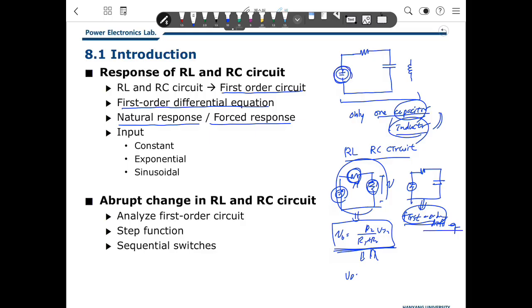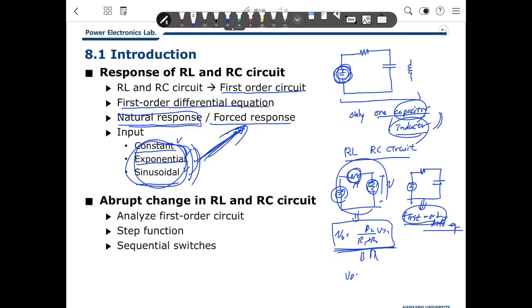Then this input voltage or input value can be constant, exponential, or sinusoidal. We will discuss what makes a difference when the input is constant, exponential, or sinusoidal. In conclusion, the only different thing is the forced response. So the natural response does not depend on the type of the input, but the input type determines the forced response type.